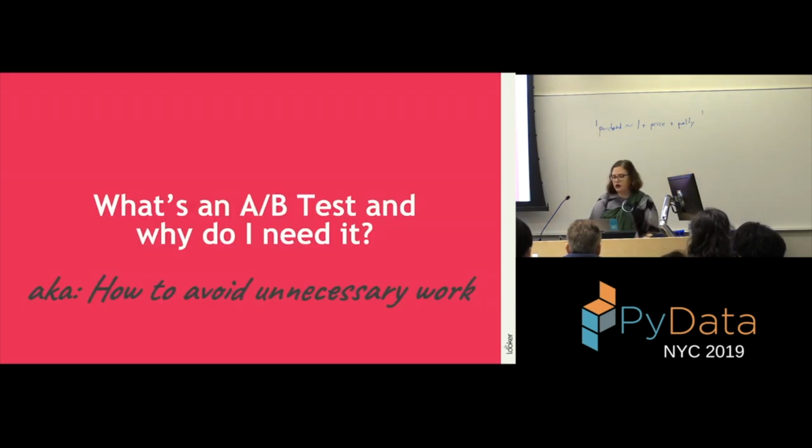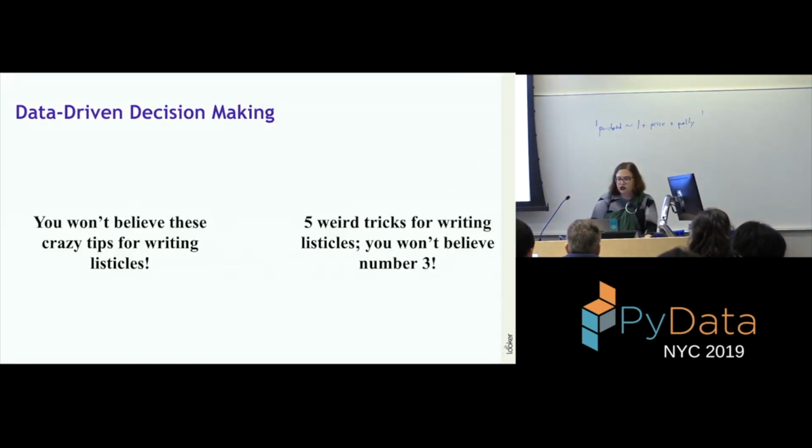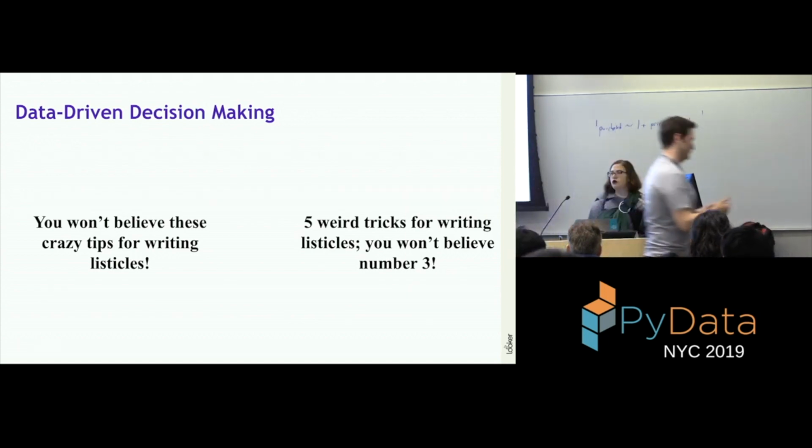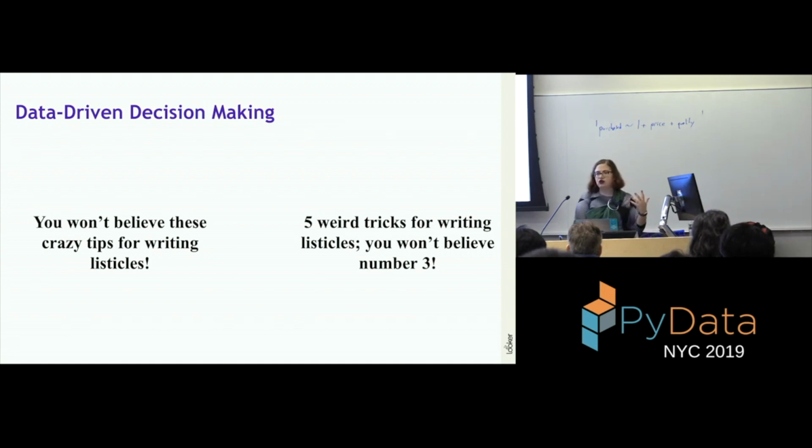Okay, so let's start with what is an A/B test. So suppose that you've just written a great listicle about how to write listicles, and you want to pick the optimal title for this article so that people will click on it and then read your article. And you have two different options. You've got, "You won't believe these crazy tips for writing listicles," and "Five weird tricks for writing listicles," and "Won't believe number three." So your goal is to do some sort of a quick experiment that'll tell you which of these is best.